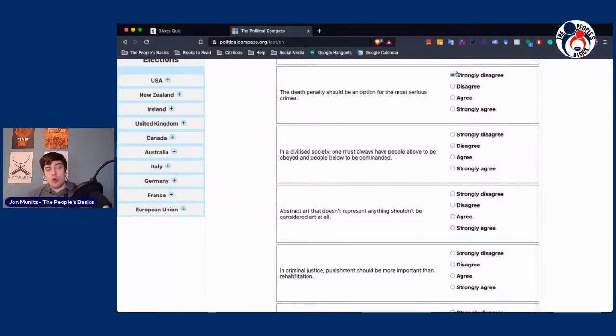Next, the death penalty should be an option for the most serious crimes. I strongly disagree. I do not believe it is the responsibility of a state for any person that it has in its possession to be administering death. It is a clear abuse of the power of the state to be administering death, in my opinion.